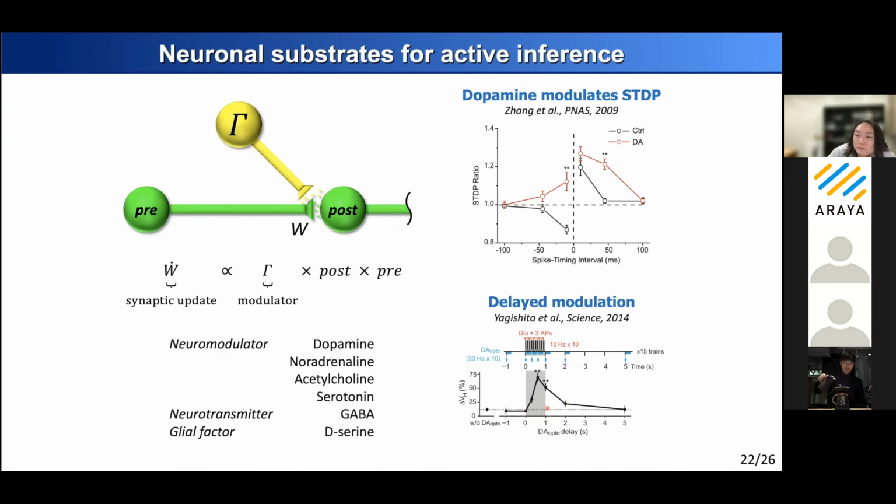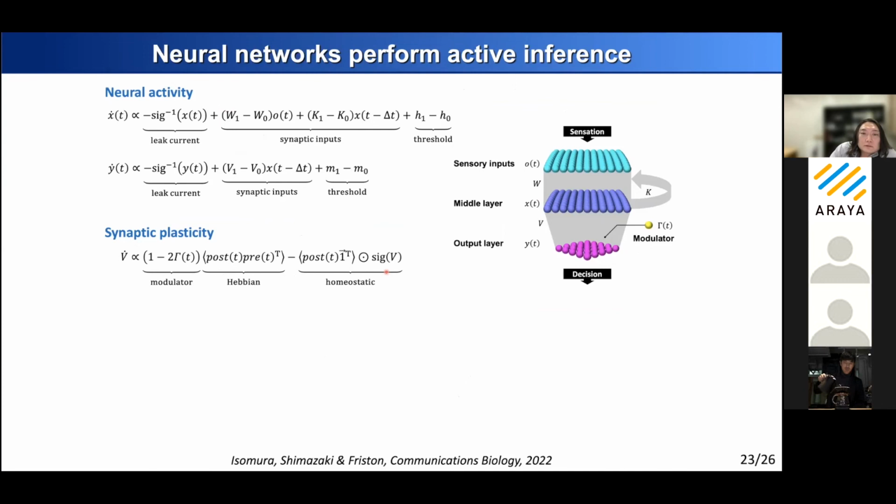So we model this process using the canonical neural network. So this is our model of neural network. The neural activity equations are almost the same as the previous one. We again consider the inverse sigmoidal function, and this is synaptic input. But unlike the previous one, here we consider the recurrent network. So K corresponds to recurrent connections, and Y corresponds to the output neural layer. So this is Y, and its output corresponds to the action of this neural network.